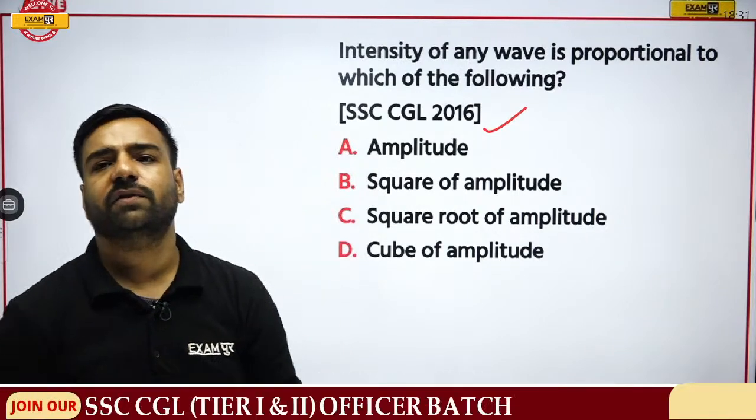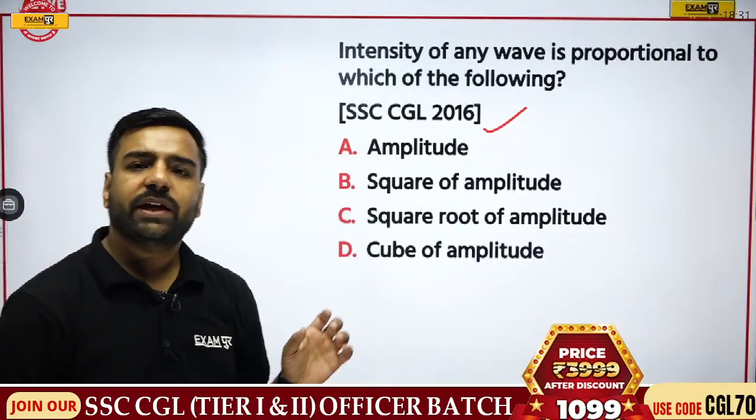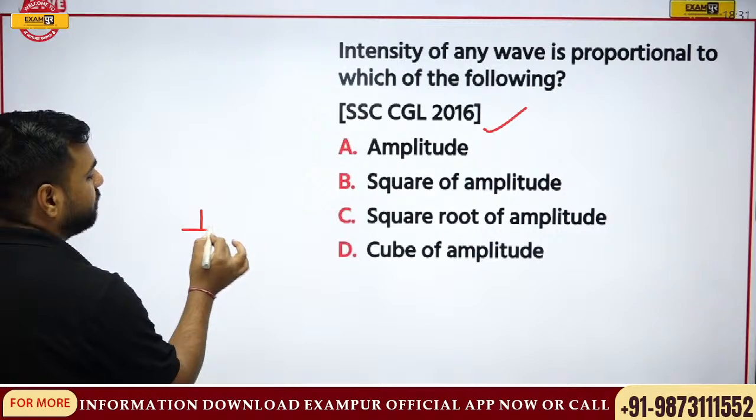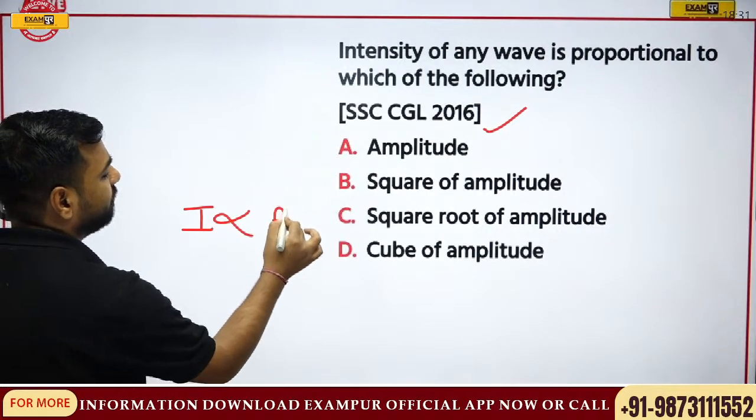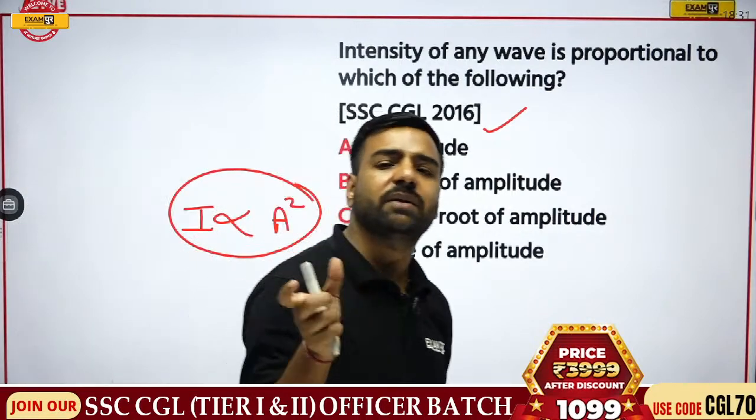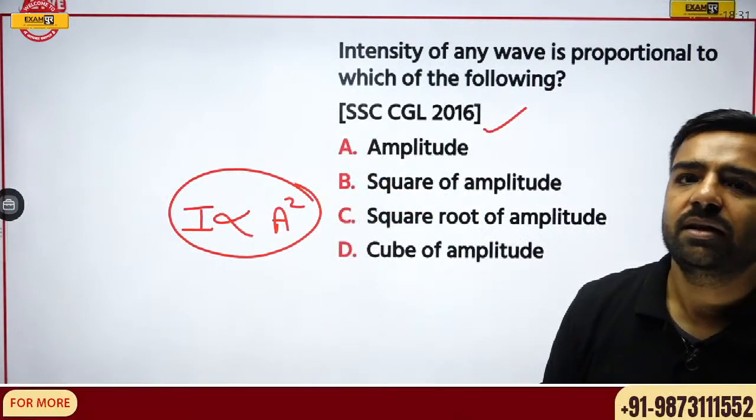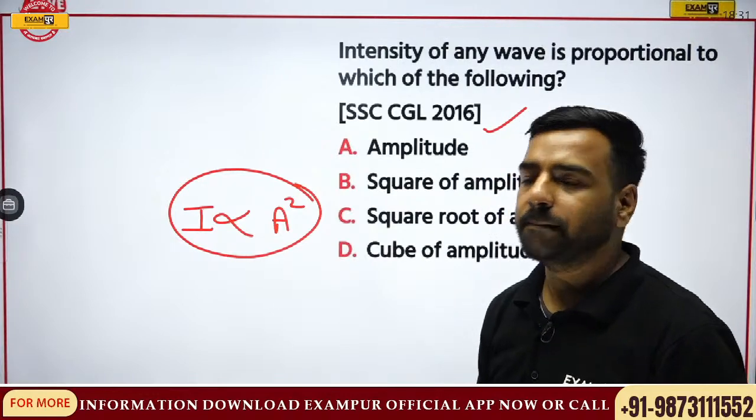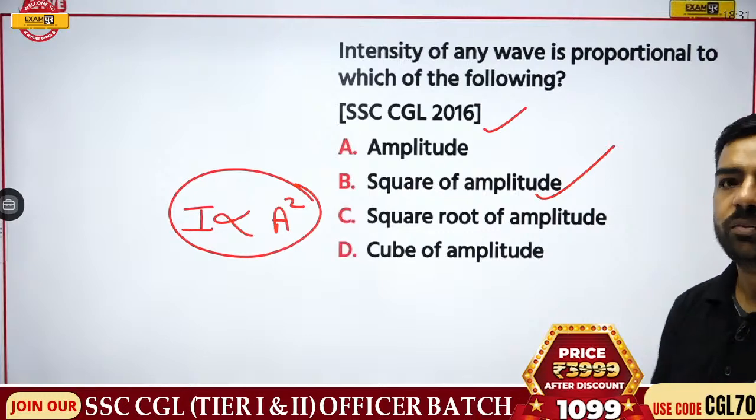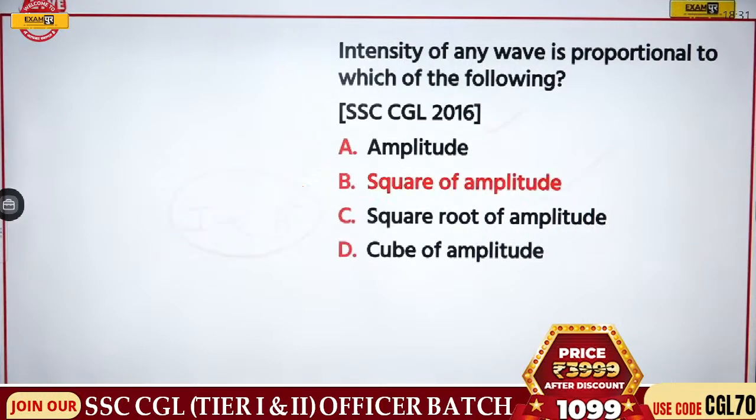Okay Ganesh, fine. So please remember, whenever we talk about the intensity of any wave, it is proportional to the square of the amplitude. There are several questions asked in the examination in the form of ratios or something like that. Yes, totally correct. Great Ganesh, awesome. The square of amplitude, that is option B, is the correct answer. Great. Next.